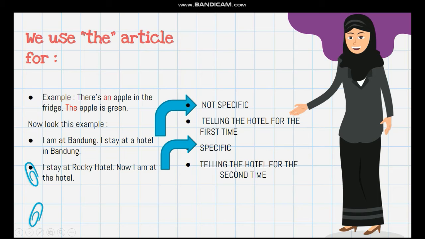And look at this example. I stay at Rocky Hotel and now I am at the hotel. It's specific. Why is it specific? Because you and I know that I stay at Rocky Hotel and now I am at the hotel. So the hotel in this sentence means Rocky Hotel. So it's talking about the same hotel. That's specific, and it's telling the hotel for the second time.